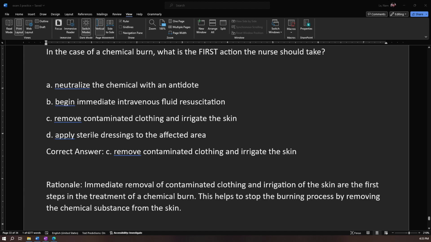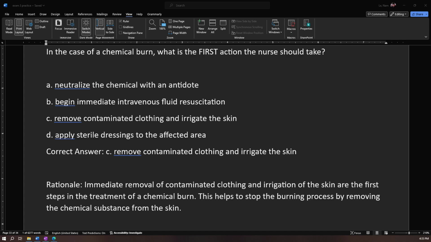In the case of a chemical burn, what is the first action the nurse should take? A. Neutralize the chemical with an antidote. B. Begin immediate intravenous fluid resuscitation. C. Remove contaminated clothing and irrigate the skin. D. Apply sterile dressings to the affected area. Correct answer. C. Remove contaminated clothing and irrigate the skin.